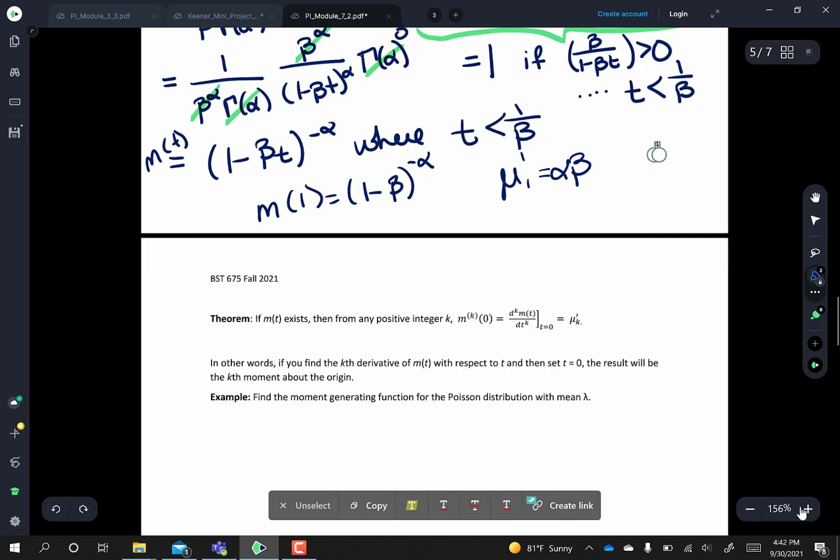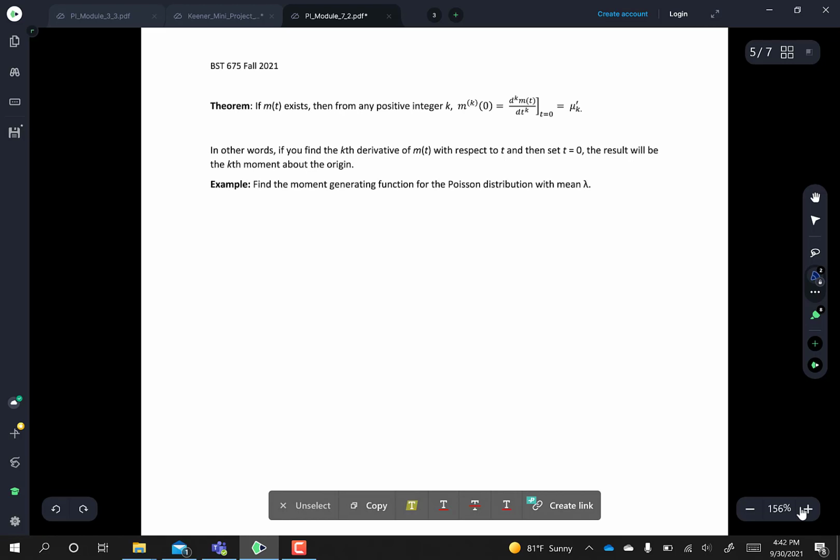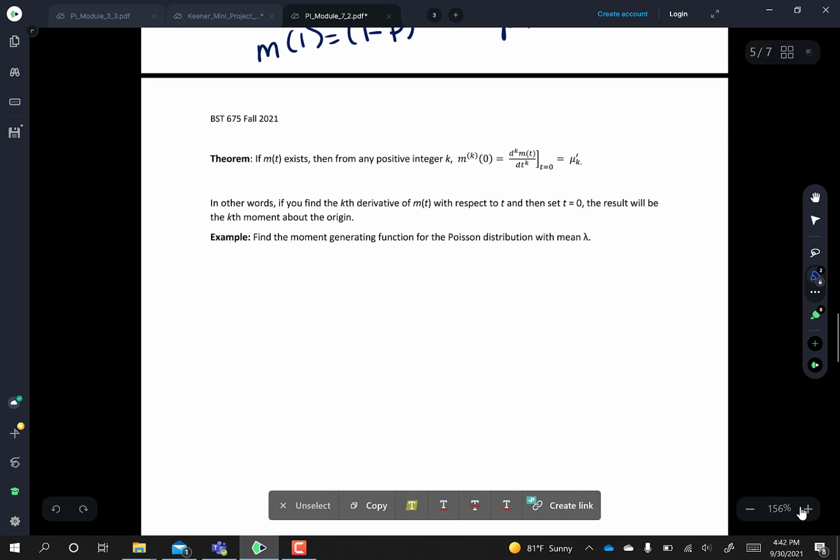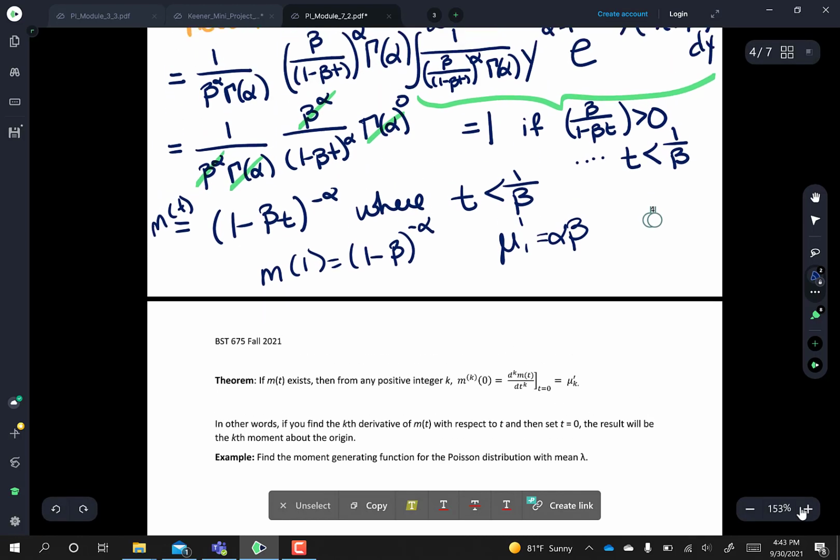Well, next we have how to use the moment generating function. So if the moment generating function exists, then for any positive integer k, M to the k evaluated at 0, so notice the k is up here in the superscript, is defined as the kth derivative of M of t. That is what's actually going to give you that first moment. All right, so coming back up here, let's use our moment generating function the correct way and see what we get.